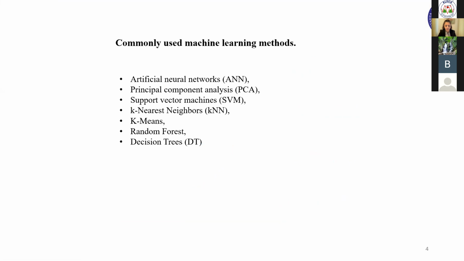Machine learning based classification methods are used in a wide array of applications, including classification of faults of induction motors. Artificial neural networks, principal component analysis, support vector machines, k-nearest neighbors, k-means, random forest, and decision tree are commonly used machine learning methods. In this study, the decision tree method is used to distinguish the healthy state of an induction motor from the eccentricity faulty state by using vibration signals.